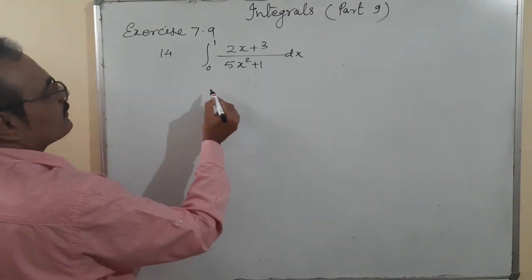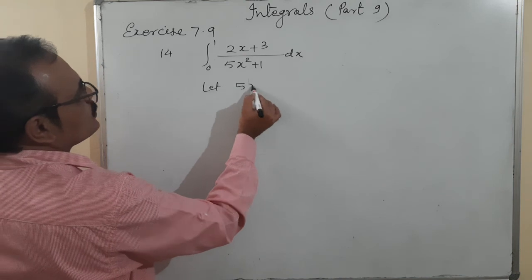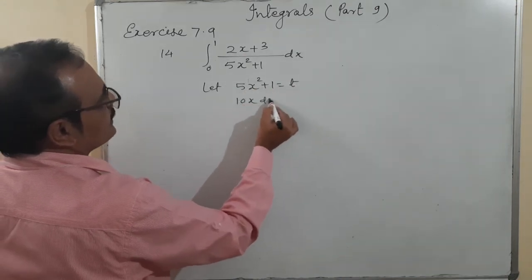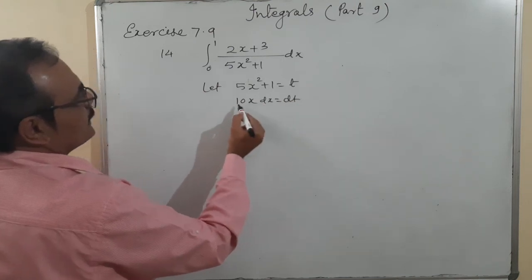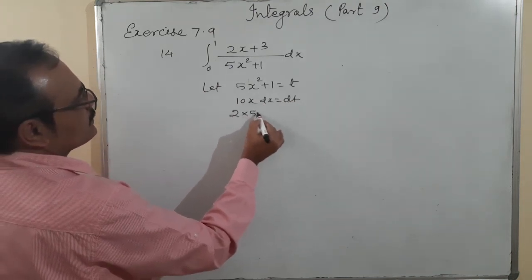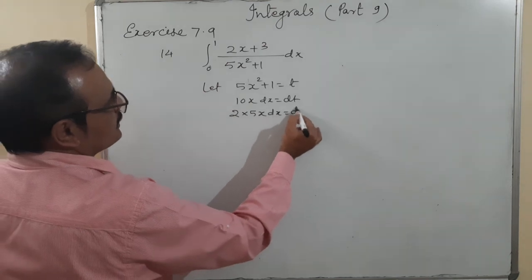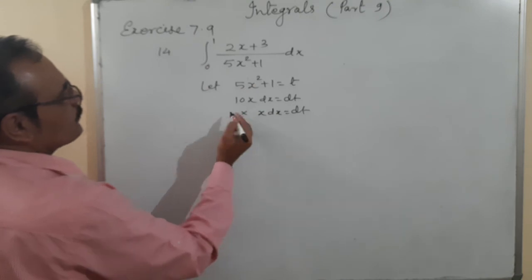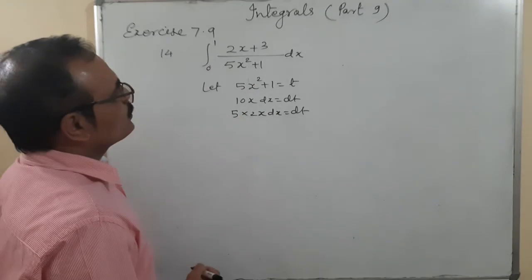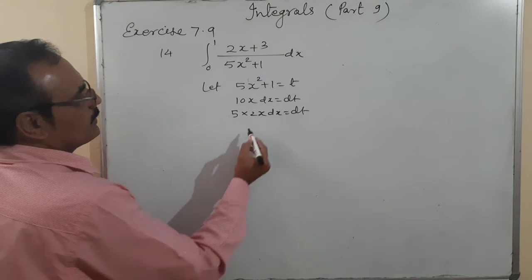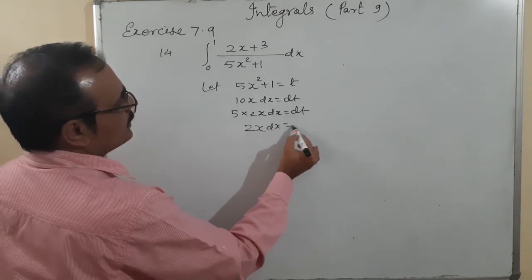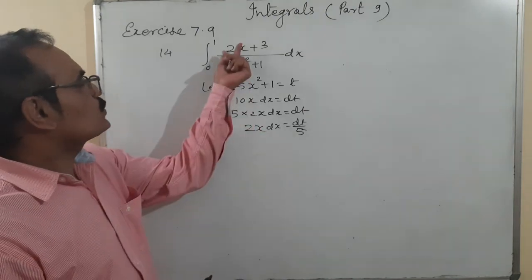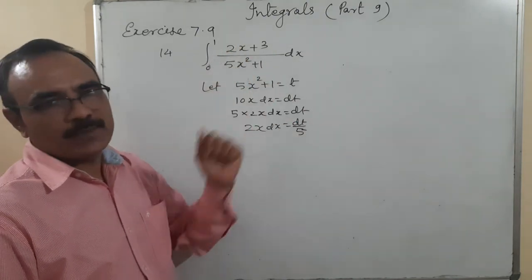Let 5x square plus 1 is equal to t. 10x dx is equal to dt. So 10x can be written as 2 into 5x dx is equal to dt, or I will write here 5 into 2x dx is equal to dt. That means 2x dx is equal to dt by 5. Is that clear? So directly we can replace 2x dx with dt by 5.